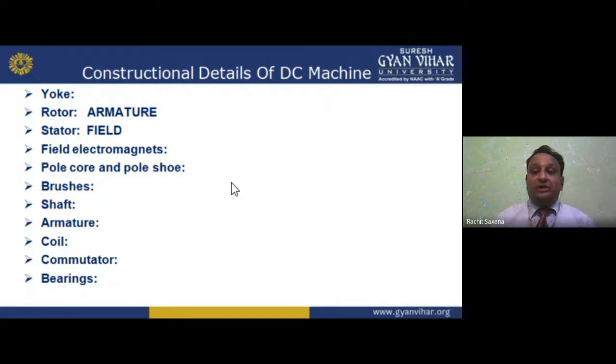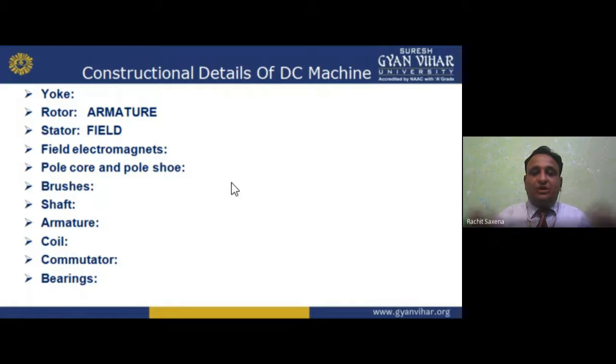Okay, the commutator is a very important part. Then bearings. The commutator is basically an arrangement of the commutator and brushes, so we have a brush here also, and bearings. Because if we want to rotate something, what do I need? My dear students, I need a rotating part. So bearings help with the rotation.